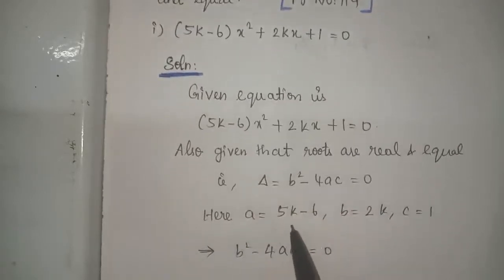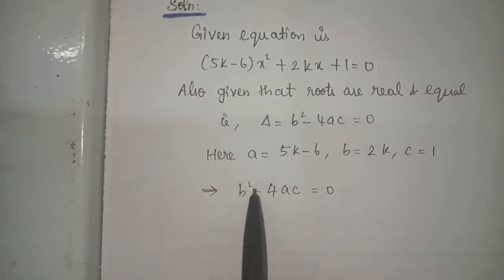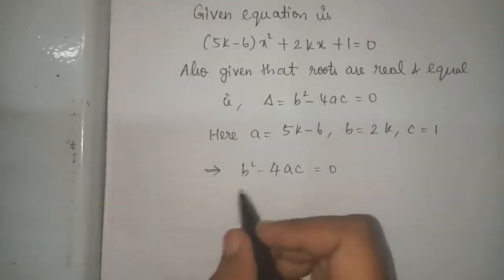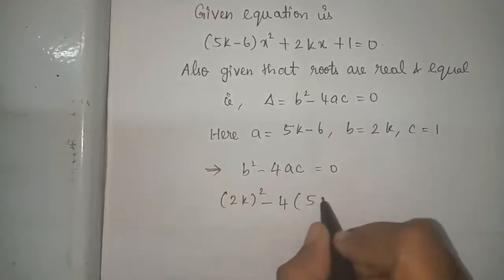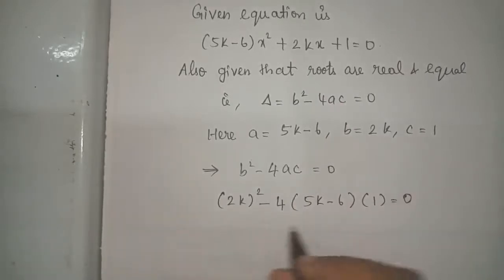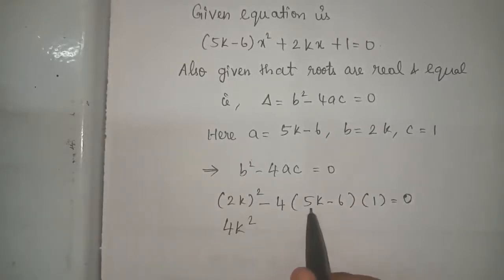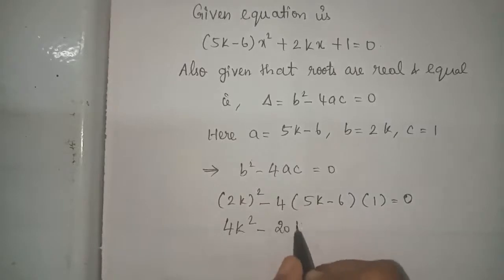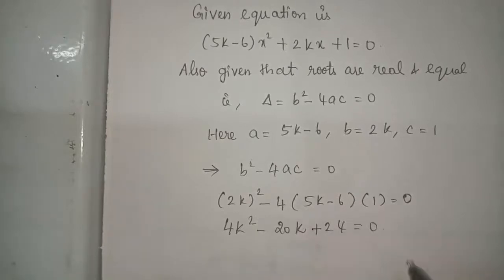Here the value of a is equal to 5k minus 6, b is equal to 2k and c is equal to 1, which implies b² minus 4ac is equal to 0. Now substitute the values of a, b and c in this equation. b² is nothing but (2k) the whole square, minus 4 into the a value, 5k minus 6, and the c value is 1, is equal to 0. So (2k) the whole square is nothing but 4k², minus 4 into 5k is minus 20k, minus into minus is plus, 6 fours are 24, is equal to 0.